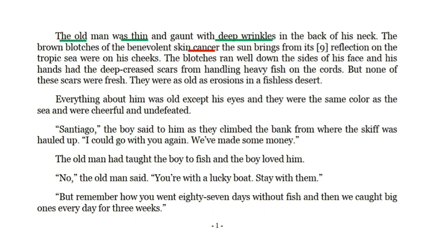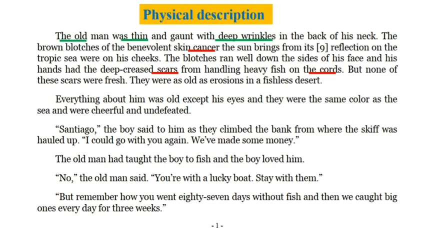The blotches ran well down the sides of his face, and his hands had the deep creased scars from handling heavy fish. His hands have scars from carrying and trying to catch heavy fish on the cords, the ropes that he uses in fishing. So there are scars in his hands, dark spots or patches covering his cheeks, and wrinkles covering his face and his neck. What do you call this? You call this physical description. This is the physical description of the character.